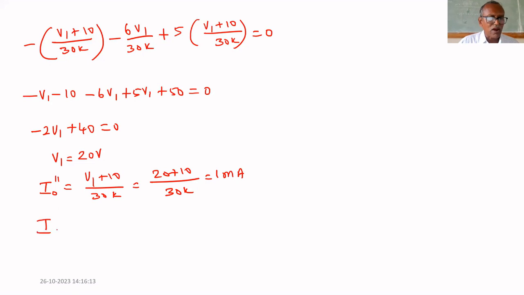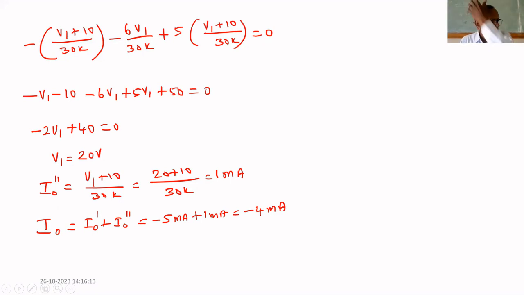Therefore, I0 equal to I0 dash plus I0 double dash, that is equal to minus 5 milliampere plus 1 milliampere equal to minus 4 milliampere. The current direction is opposite to the assumed one. That's why minus 4 milliampere. Superposition theorem solved.